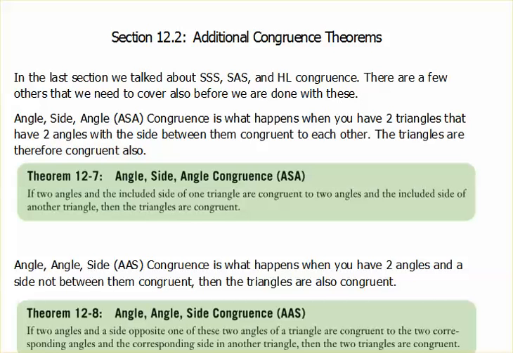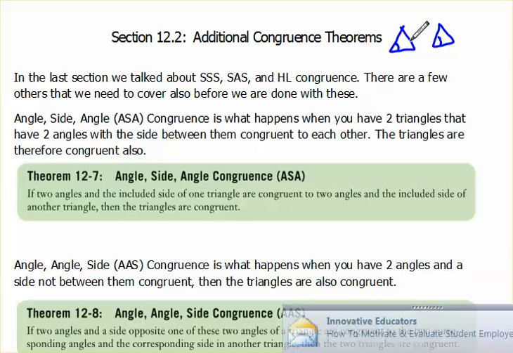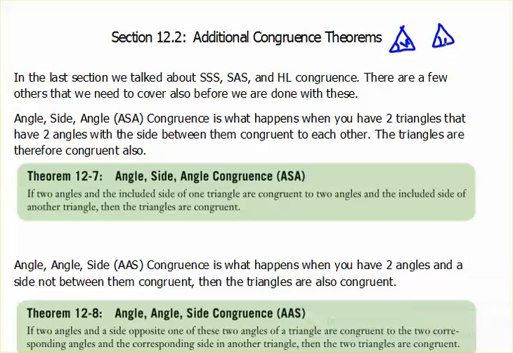So I don't know if I could do a quick little sketch of one here, but let's say that we had two triangles and this angle was congruent to this angle, and this angle, let's say, is congruent to this angle, and the side in between them is also congruent. That's angle, side, angle, and that's a congruence pattern.